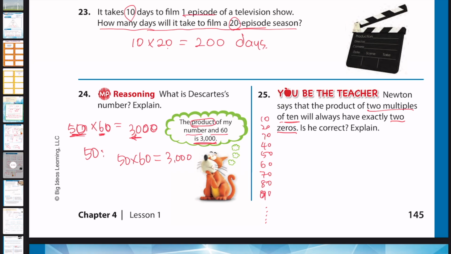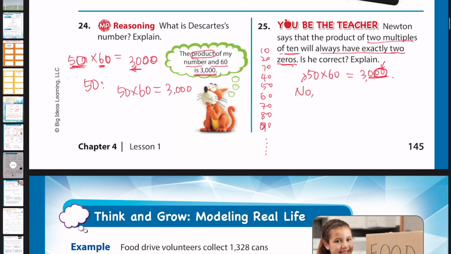But look at this. We just did it. 50 times 60 is what? 3000, which is what? 3 zeros. Of course, we are going to add two zeros, but as Newton says, always have exactly two zeros. That's not true. So the answer is what? No. How to explain? This is explanation. 50 times 60 is what? 3000, and it has three zeros, not two. Let's move on.